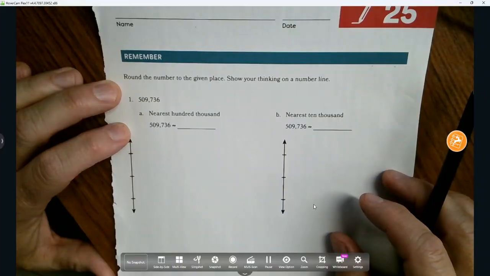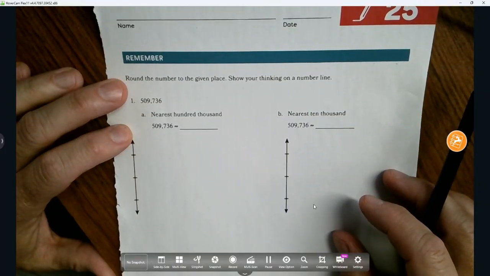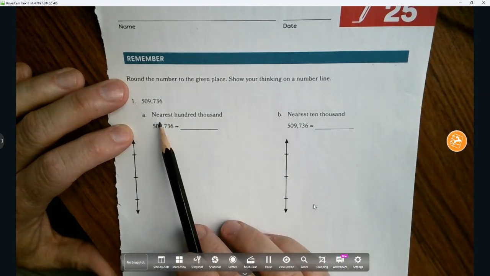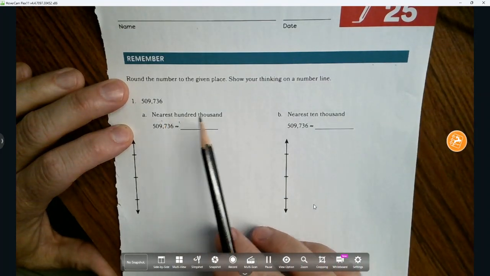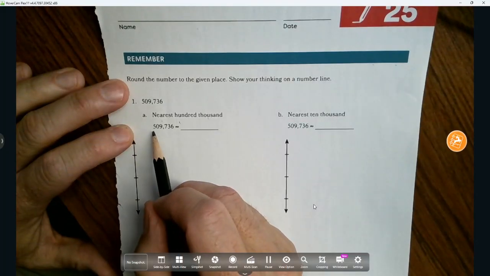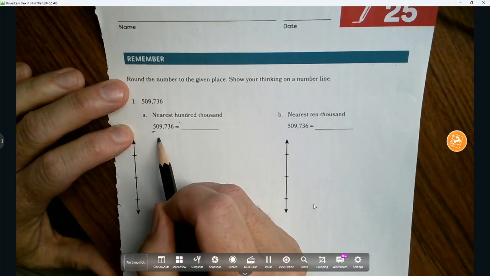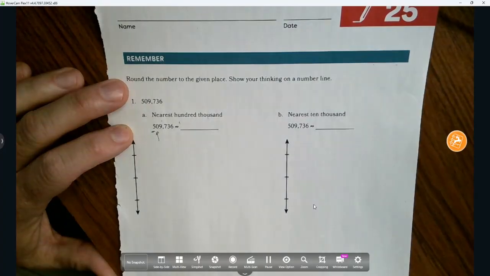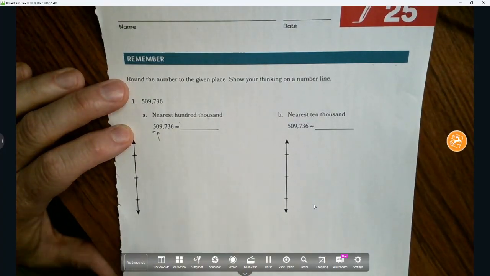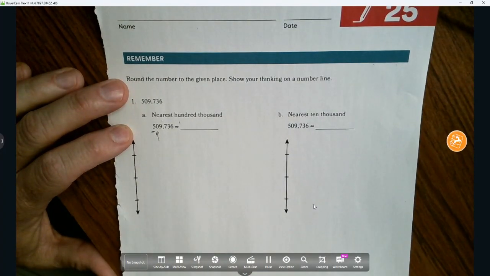Round the number to the given place. Show your thinking on a number line. All right. Round to the nearest 100,000. The nearest 100,000. That's this number. This is going to be our indicator number to tell us where we're going. All right. So we're going to the nearest 100,000.